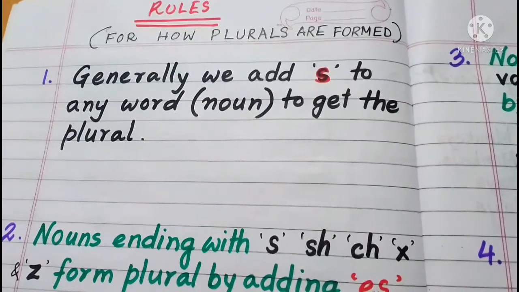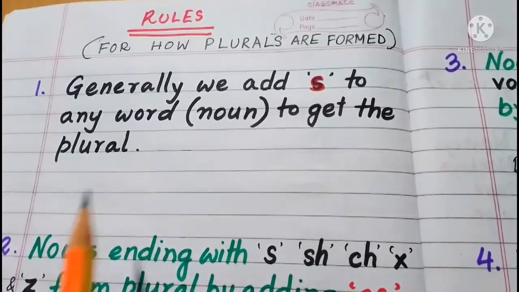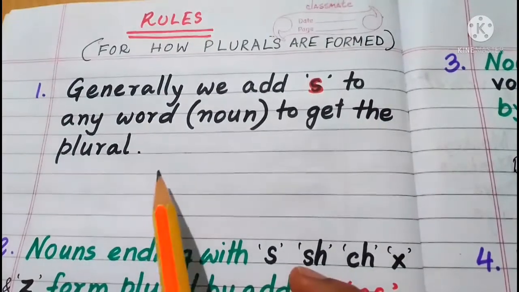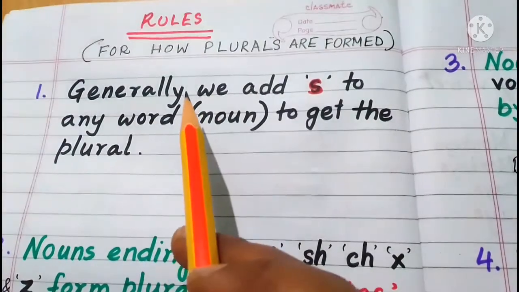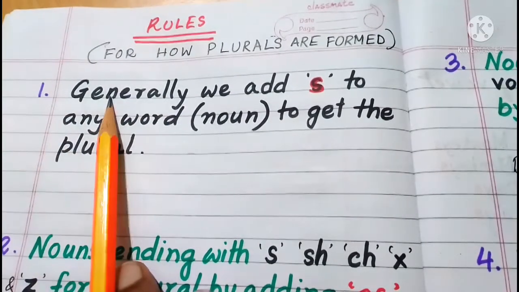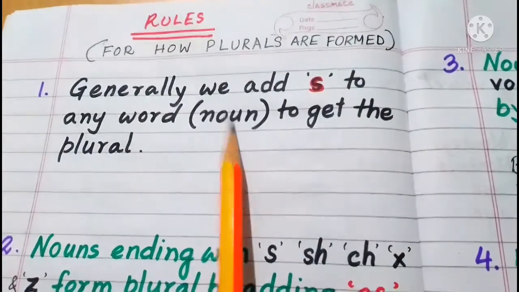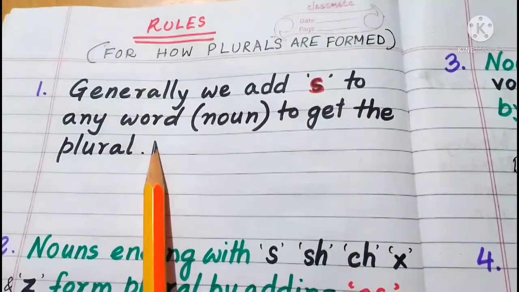Now we will see some rules for how plural nouns are formed from singular nouns. There are certain rules for how plurals are formed from singulars. The first rule is that generally we add s to any noun to get the plural form.